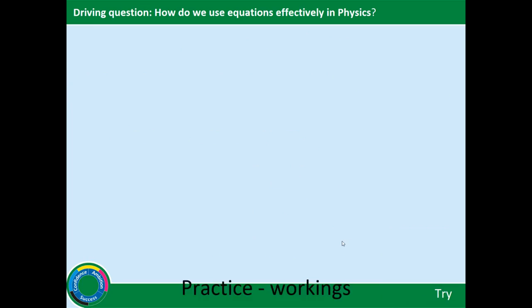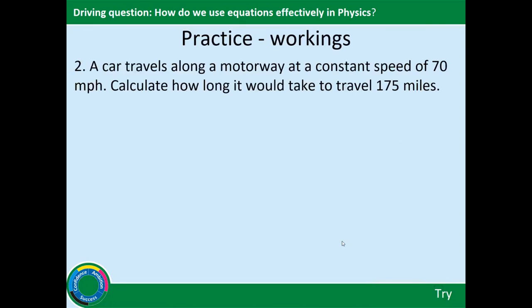Now the next question. It says a car travels along the motorway at a constant speed of 70 miles per hour. Calculate how long it would take to travel 175 miles. And from the question, you'll find out that the car traveled along the motorway at constant speed. We're given speed and we're given distance. It says 175 miles.